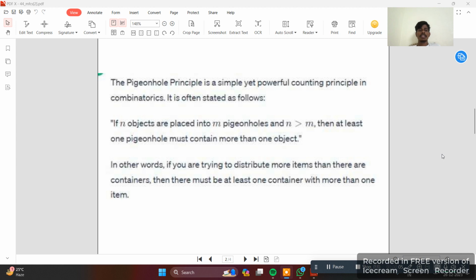My seminar topic is the pigeonhole principle and its applications. What is meant by the pigeonhole principle? If n objects are placed into m pigeonholes and n is greater than m, then at least one pigeonhole must contain more than one object. In other words, if you are trying to distribute more items than there are constraints, then there must be at least one constraint with more than one item.